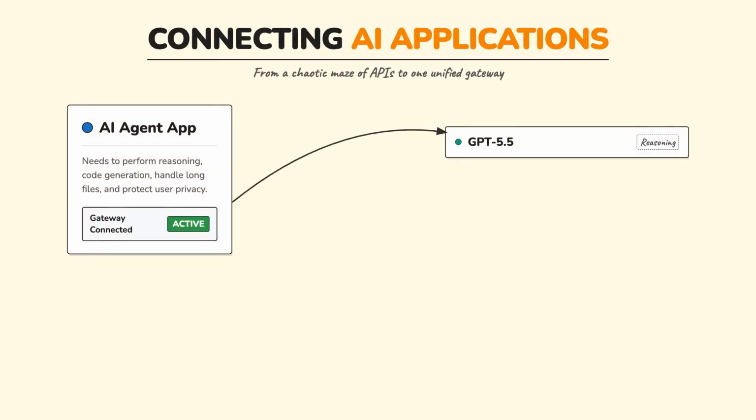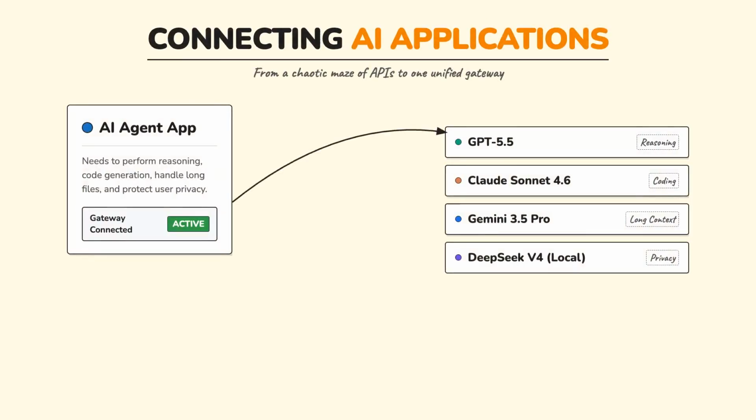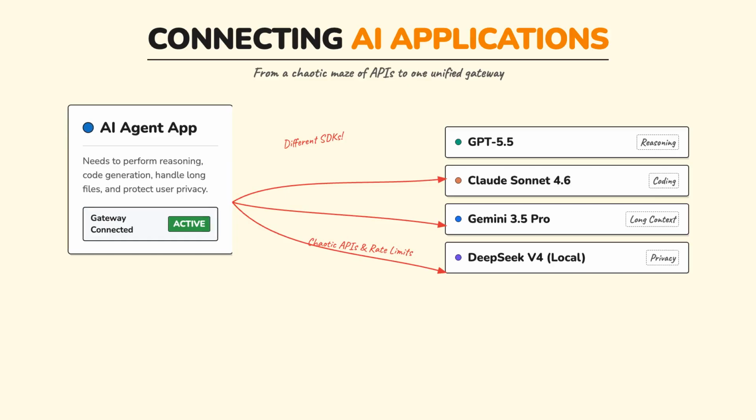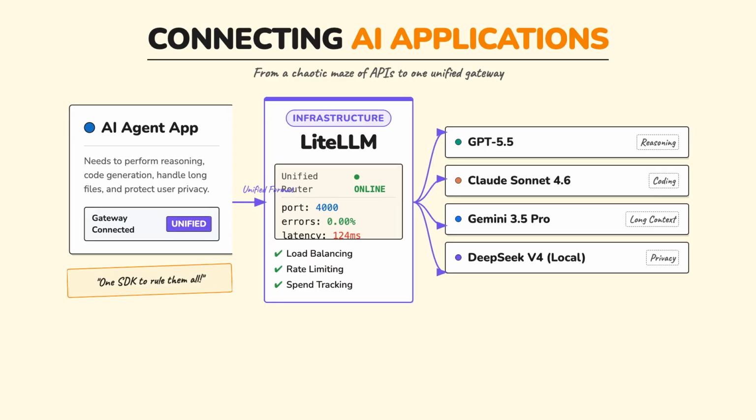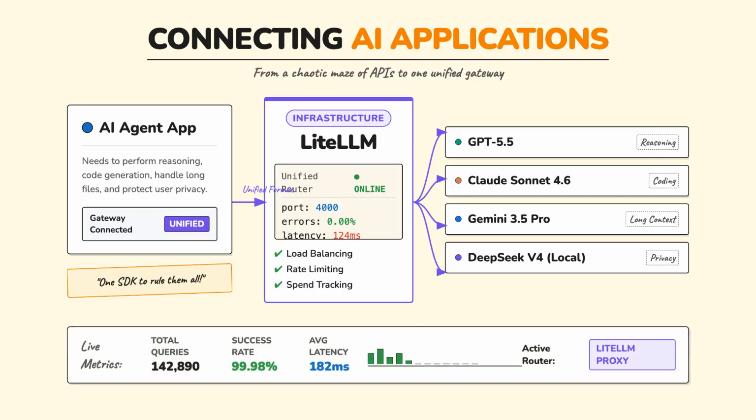AI apps used to connect to just one model provider. But modern AI systems are different. Today's apps may use GPT-4 for reasoning, Claude for coding, Gemini for long context, and local models for privacy. Suddenly, developers are dealing with a maze of APIs, pricing systems, rate limits, and failures. That's where LiteLLM comes in.